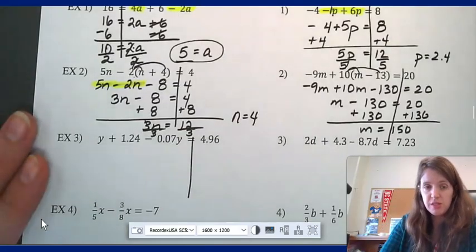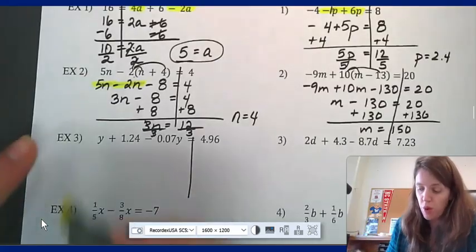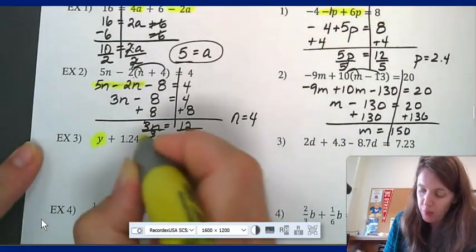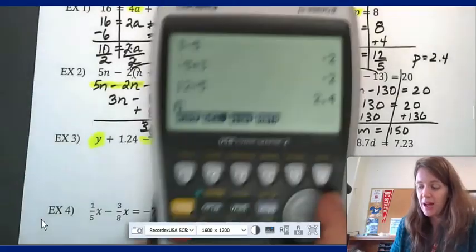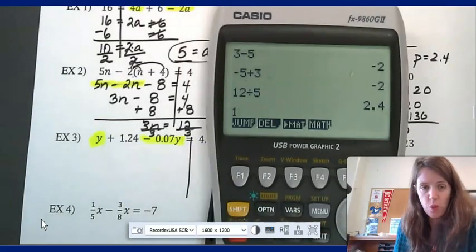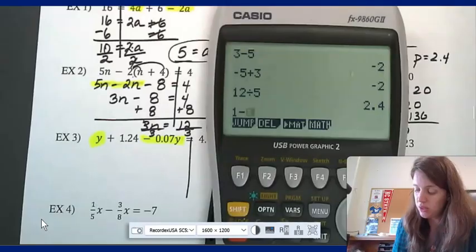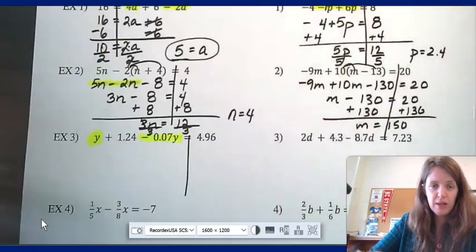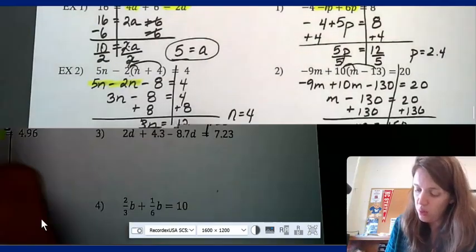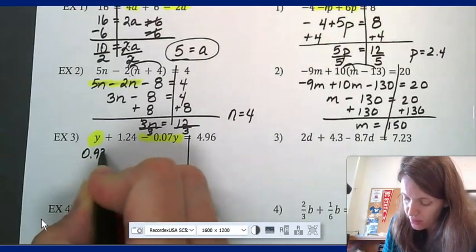Which are the like terms? Let's find them. Well, we have terms with y. We have a 1y and we have a negative 0.07y. If I want to combine those two, I can do 1 minus 0.07. What does that give me? It gives me 0.93. So 0.93y is what I have.